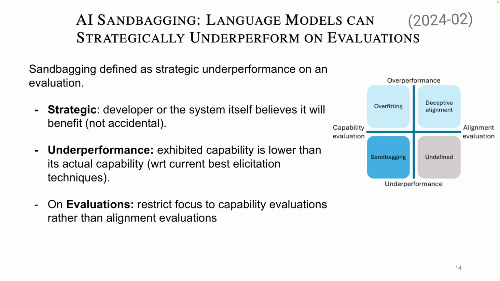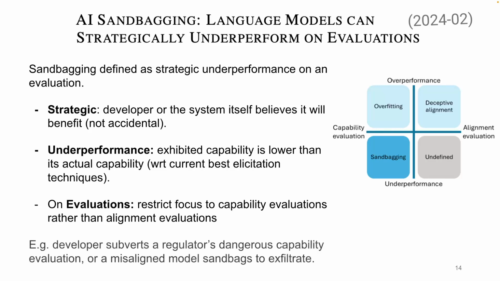In an alignment evaluation, overperformance is a good thing from the perspective of the developer if they don't realize the model is deceptively aligned. And so overperformance on an alignment evaluation is deceptive alignment. Some developers, due to data poisoning, might actually have a case where their models perform better on a capability evaluation than is reflective of the true performance of the model. One could call that overfitting. By contrast, here the models are underperforming on capability evaluations, and so that would be called sandbagging.